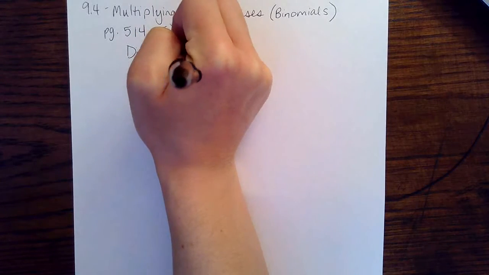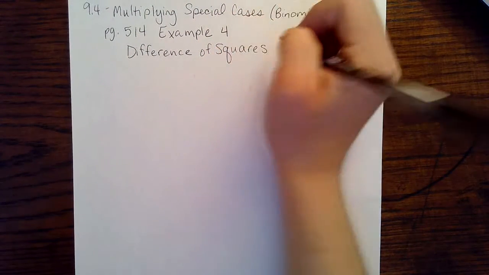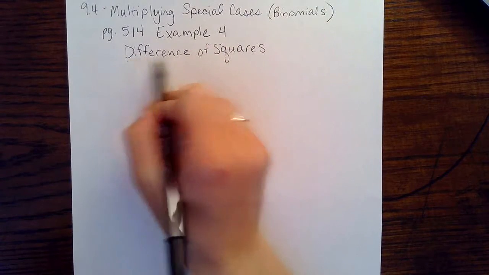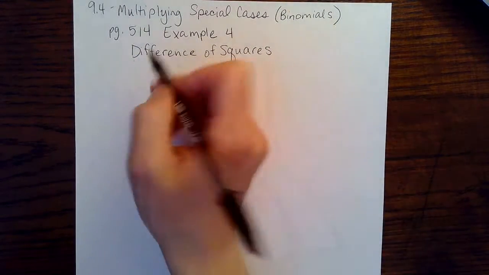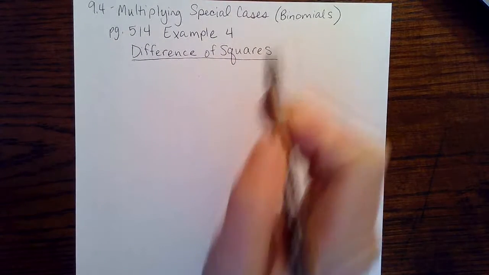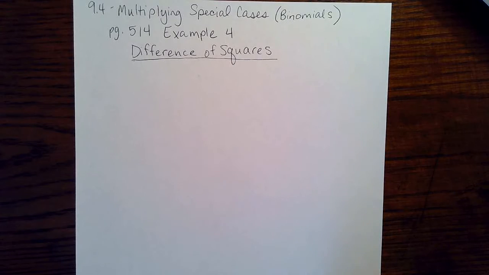Just a little vocab there. We have the difference of something. Difference meaning subtraction. We'll see how that comes into play. And then squares. We still have something similar to a square. Now, the difference of squares is going to help us when we have the product of the sum and difference of the same two terms.